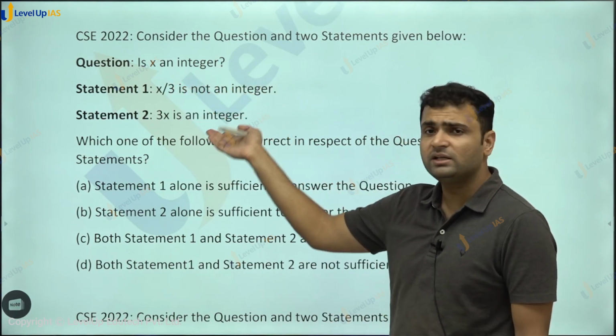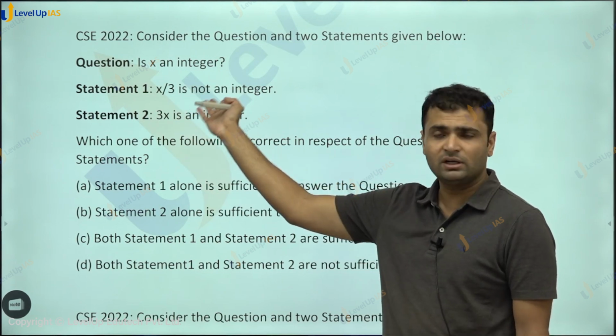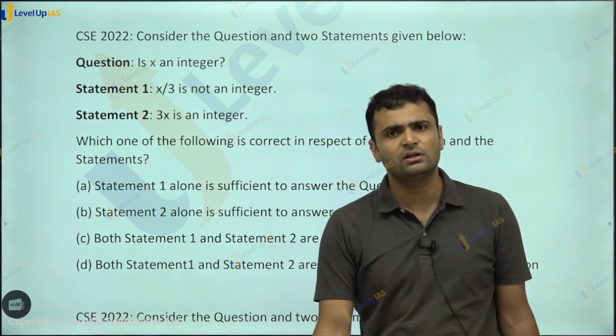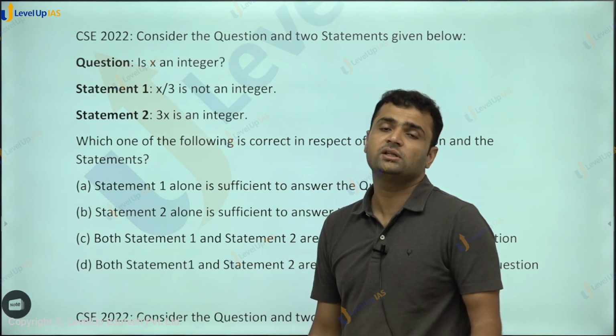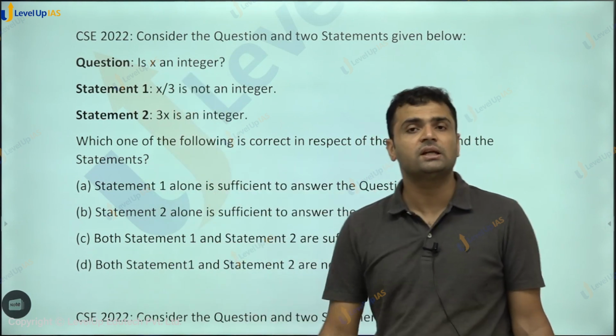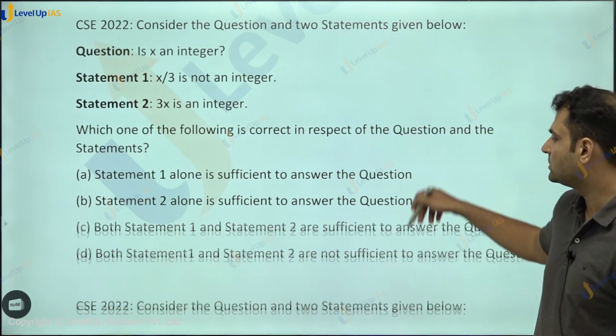But if you put any integer, let us say 2, then 2 by 3 is not an integer, and 2 into 3 is 6, an integer. Again, 2 follows both the statements. It is an integer. So we cannot comment whether x is an integer or not, even with both the statements combined.